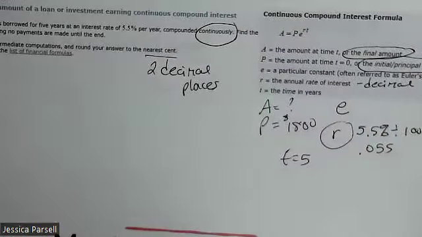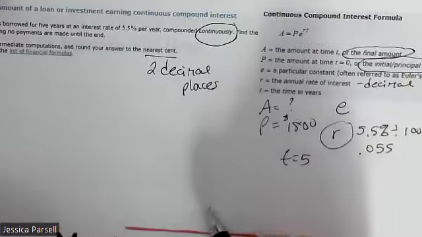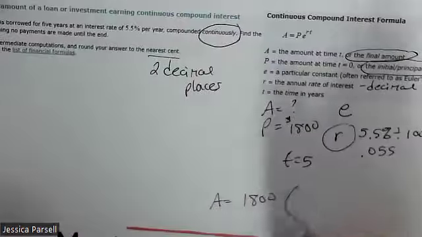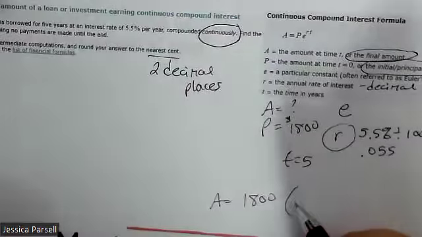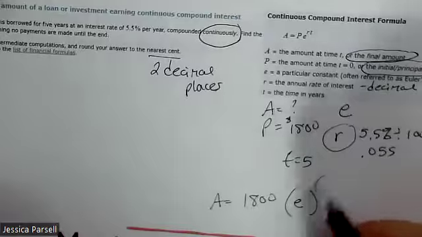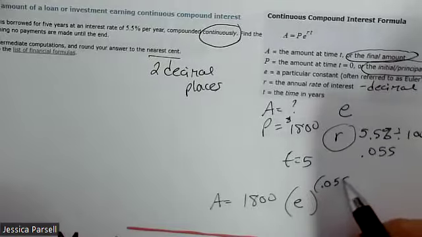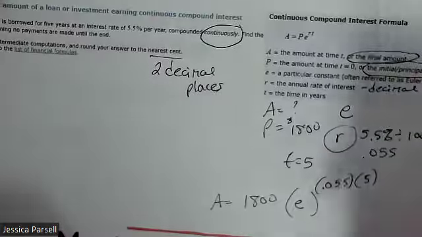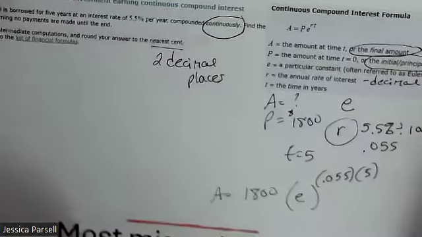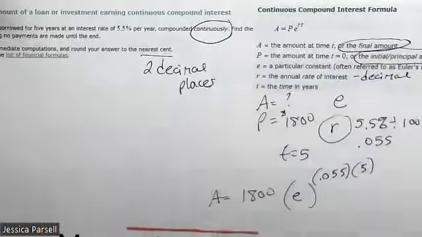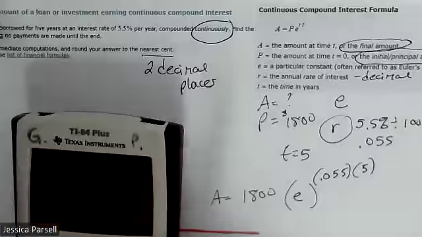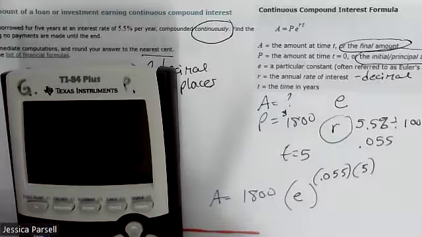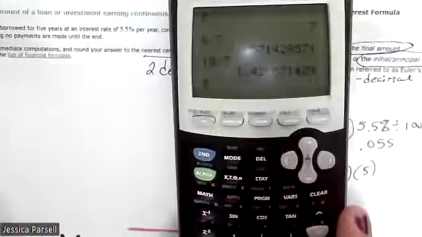So we're going to do this in our calculator. Let's set this up first, though. So A equals P, which is 1,800, times e raised to the rate times the time. Okay. Now, if you have a graphing calculator, this thing will do this all at once. So I'll show you that on the grapher, and then I'll show you how to just do it on a regular calculator. So let's see if my calculator will actually turn on.